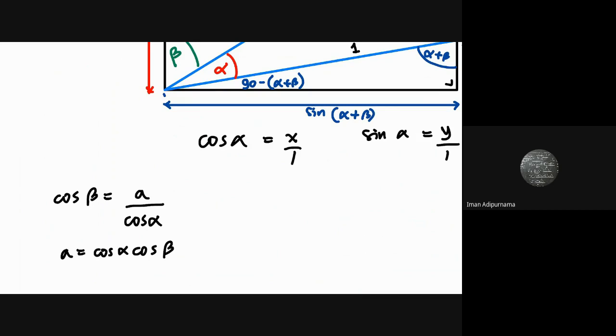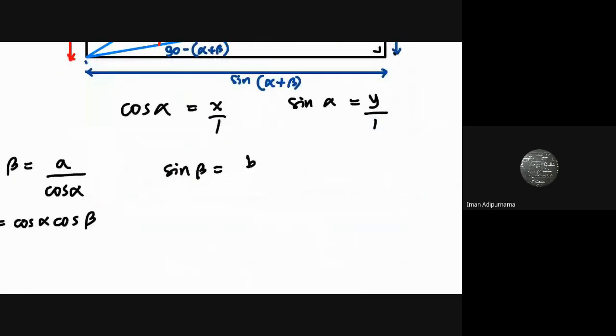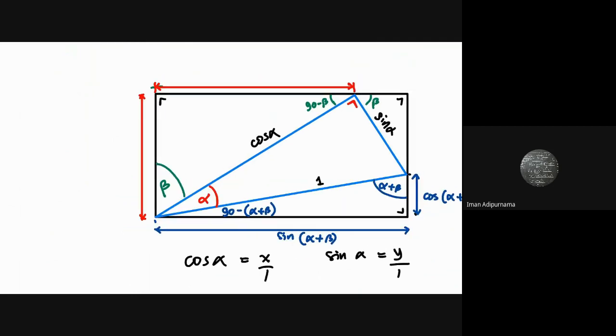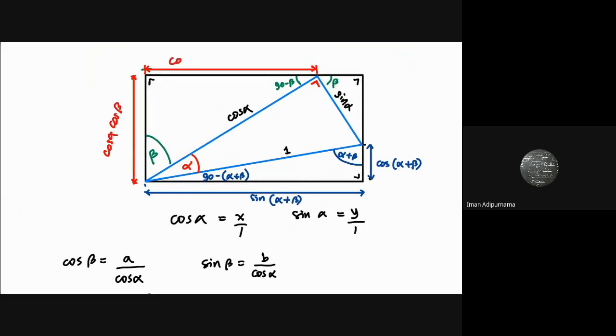And we can also have sine beta is B over cos alpha. And we can write B as sine beta cos alpha, or cos alpha sine beta. That's the same. So we can replace A with cos alpha cos beta and B with cos alpha sine beta.